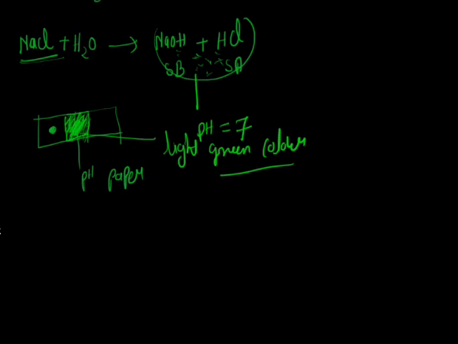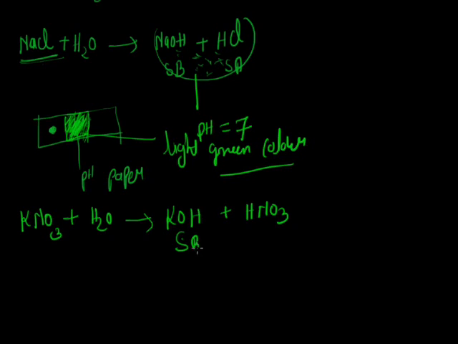Now the next salt is potassium nitrate, KNO3. Like NaCl, when making an aqueous solution of potassium nitrate, the same situation occurs: it gives potassium hydroxide and HNO3. Here both are strong, a strong base and a strong acid. So like NaCl, its aqueous solution is also neutral. In the same way its pH is 7, meaning it gives a light green color on the pH paper.